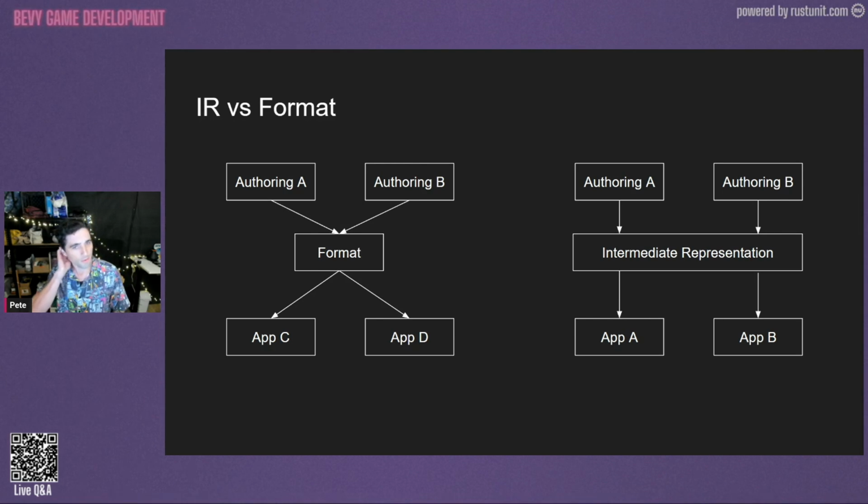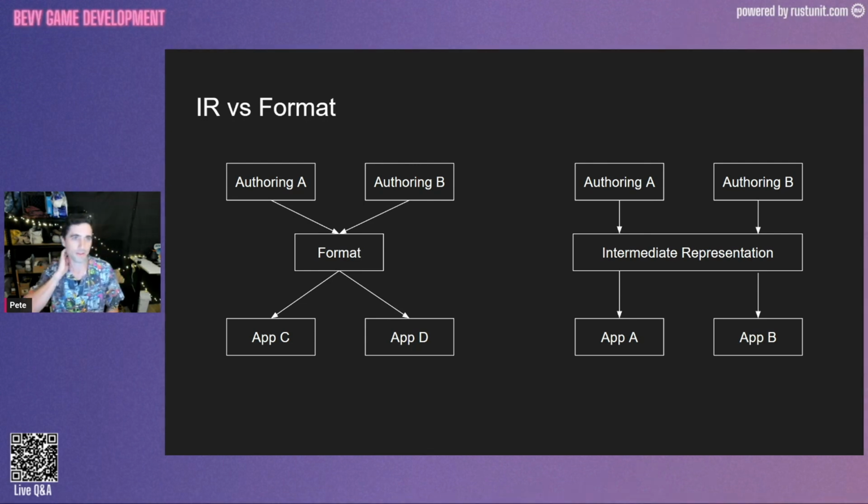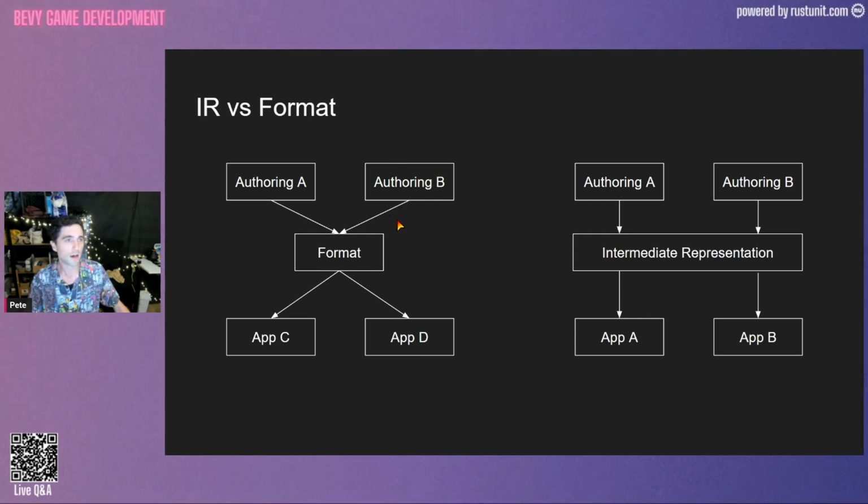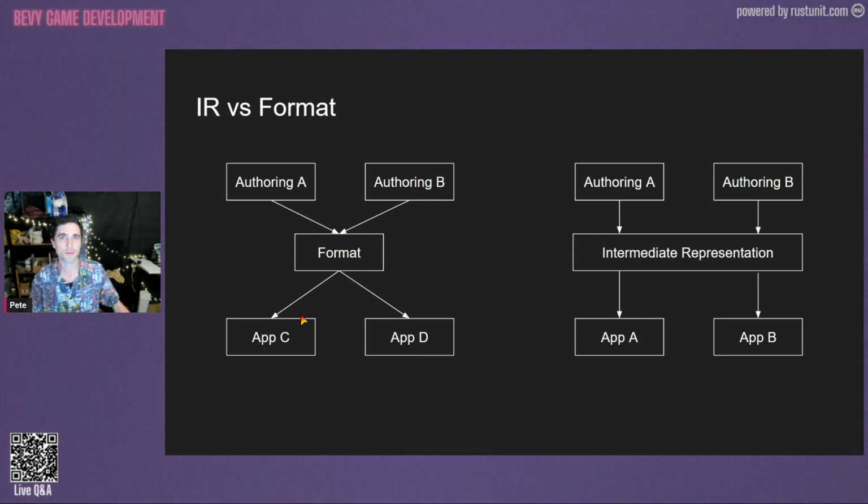The reason why I'm using the term intermediate representation is that I'm using it a little bit loosely. It's just for that idea that, for example, if we're talking about a file format like glTF, it doesn't really matter who's authoring it, the output's going to be consistent. But when we're talking about an IR, you can actually have completely separate ecosystems.